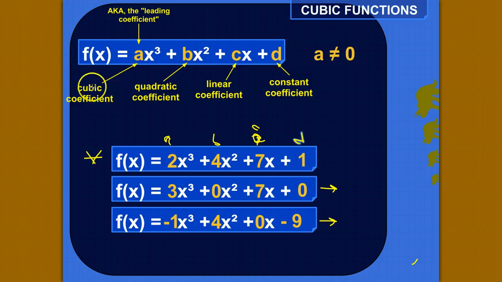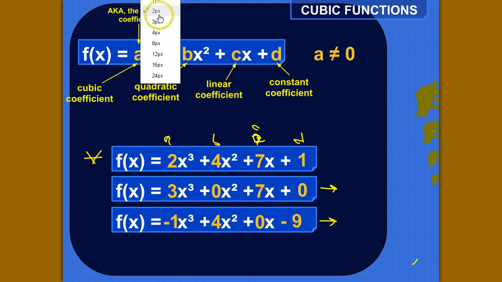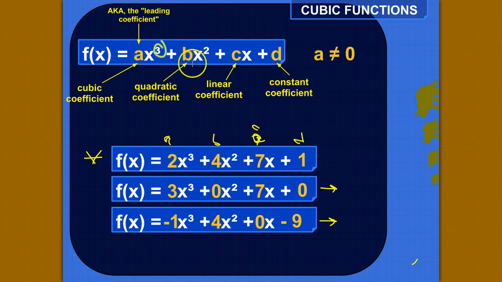And this first one is called the cubic coefficient, because it's the coefficient that goes with x cubed. Pretty logical. In this case, this is also called the leading coefficient because it's the coefficient for the highest power. This is the highest power in this polynomial. So that's the leading coefficient. It's the first one. It's leading the charge there.